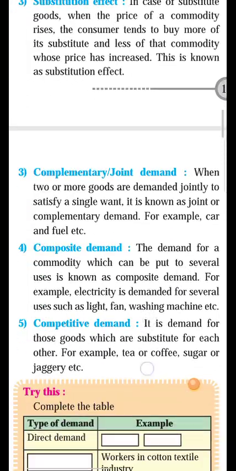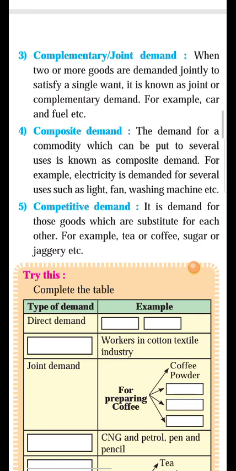Third is joint demand. Joint demand is also called complementary demand. Joint demand is when the consumer demands two or more commodities jointly to satisfy a single want. It is called joint demand or complementary demand. For example, car and petrol, the best example of joint demand. Chalk and duster, joint demand. Pen and ink, joint demand. Mobile and SIM, joint demand.